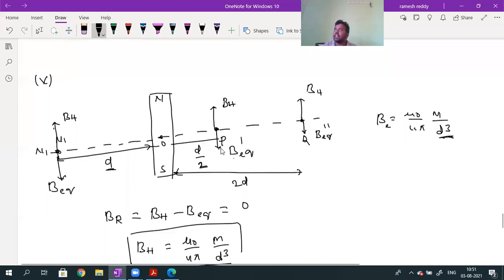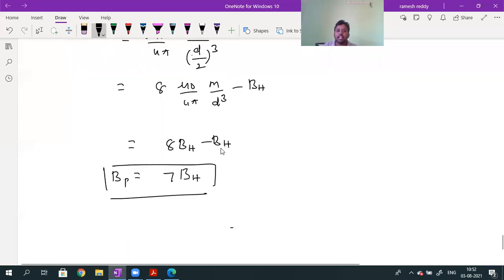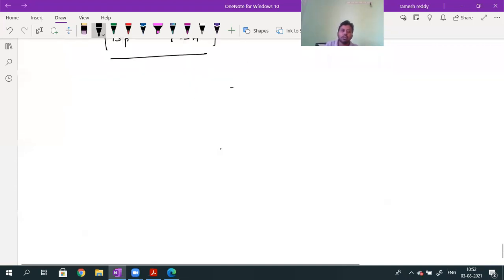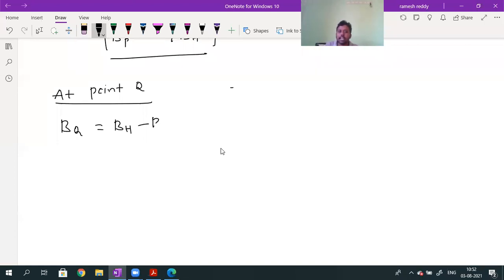I want to calculate the resultant magnetic field induction at a point Q. What is the resultant value at Q? It is the difference between BH and BE double dash. Why have I written BH first? Because I know the BH value is more than the BE double dash value, so I write BH as it is. What about the BE double dash value?